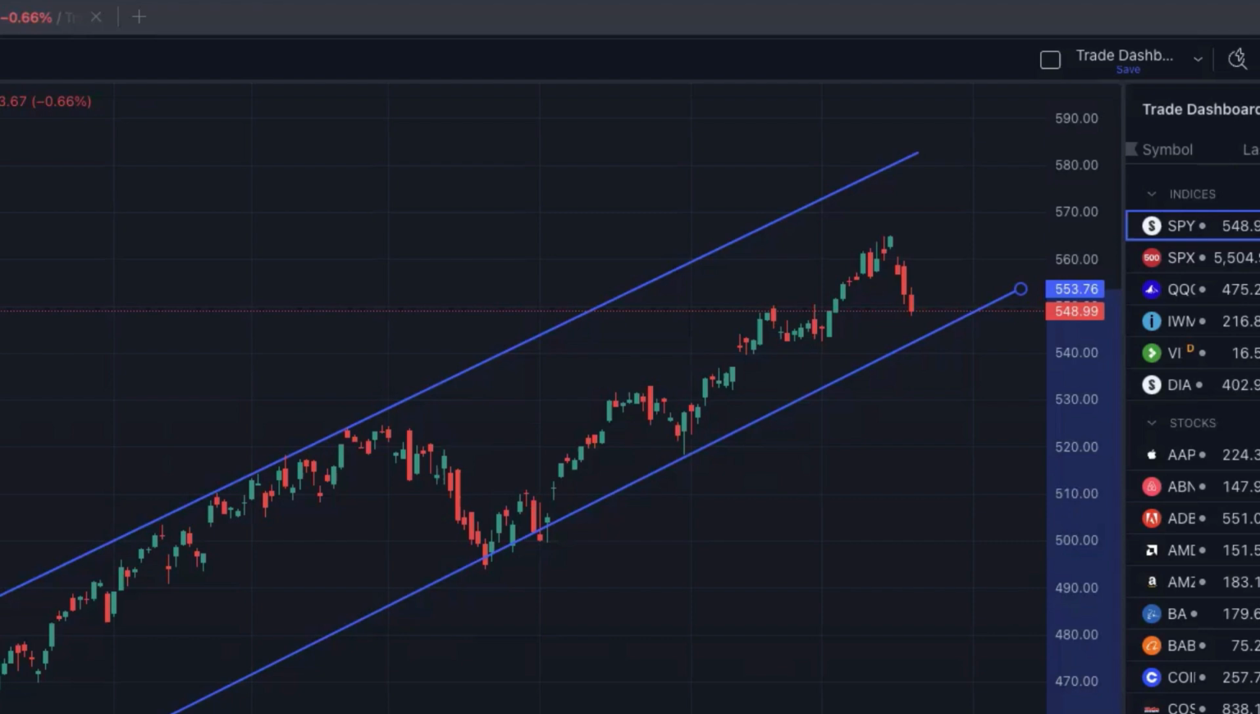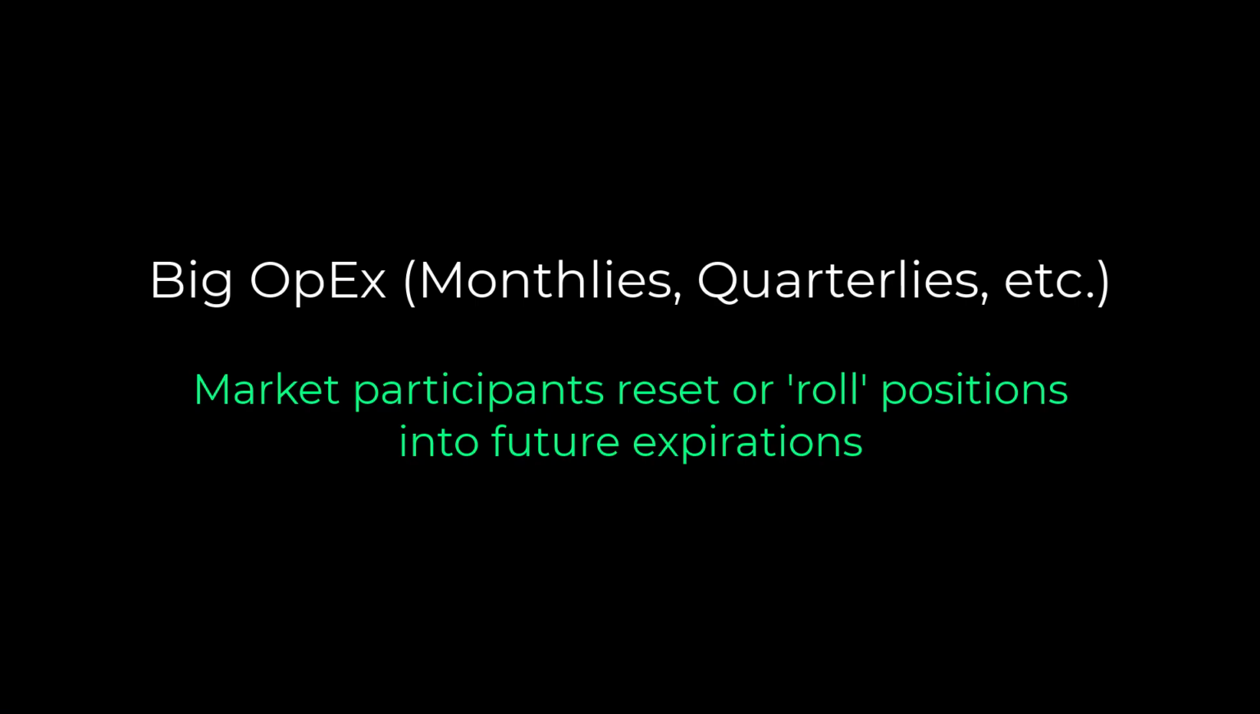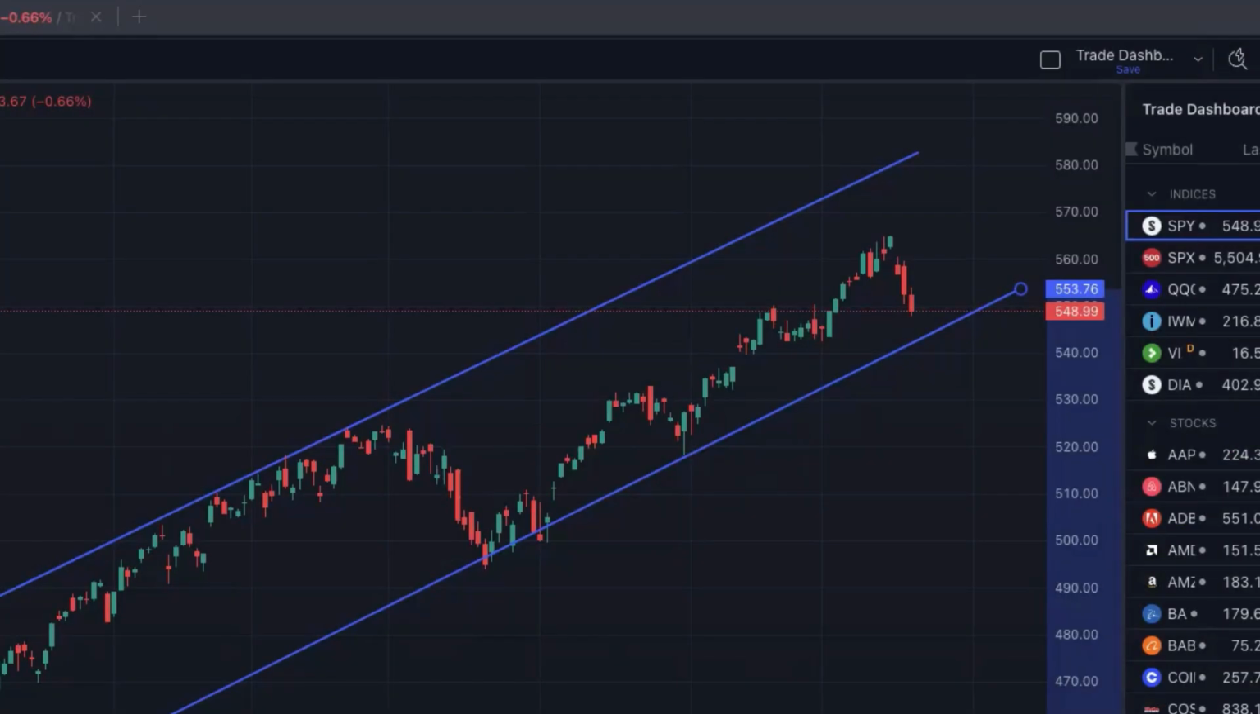A lot of times what happens during big monthly OpEx weeks is a lot of positions are reset going into the next monthly expiration. And so there's kind of a 50-50 shot at that point of direction shift. And so we're just going to stick with that unknown and assign 50% probability that the market bounces higher from here and a 50% probability that the market continues lower into this trend line.